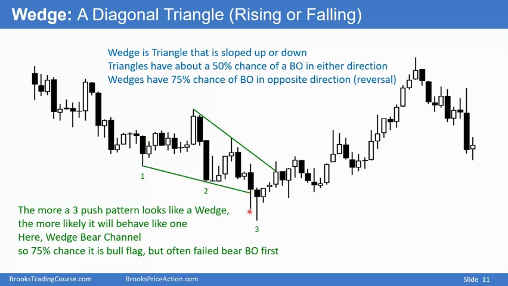Here we're trying to get a bear breakout below a bear channel. 75% chance the bear breakout will fail, and we'll get to the top of the channel. And once it reverses up, I now have 3 pushes, 1, 2, 3. I know it doesn't have a good wedge shape. If I were to draw a line connecting point 1 and point 3, it would not have a very good shape at all. However, it's still a bear channel, 75% chance a bull breakout.